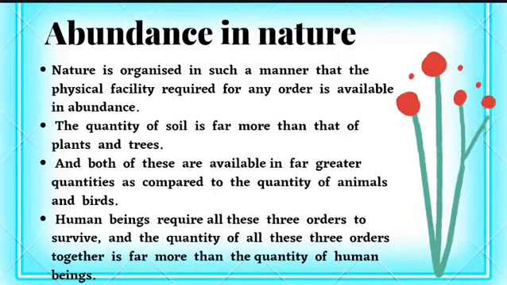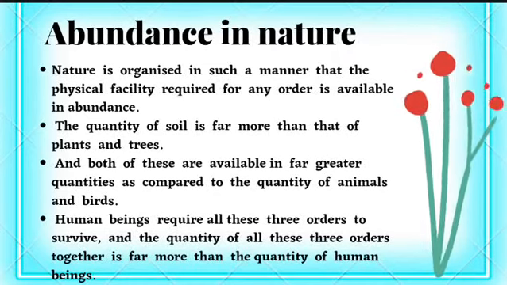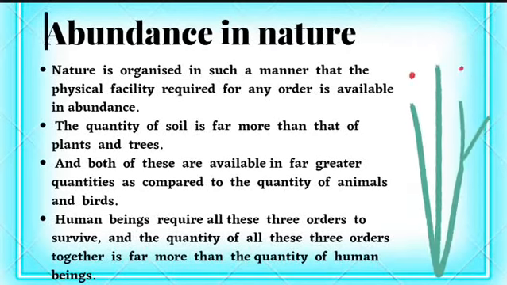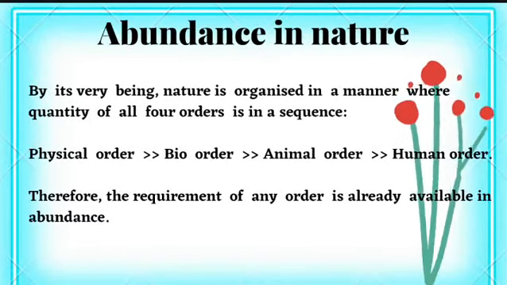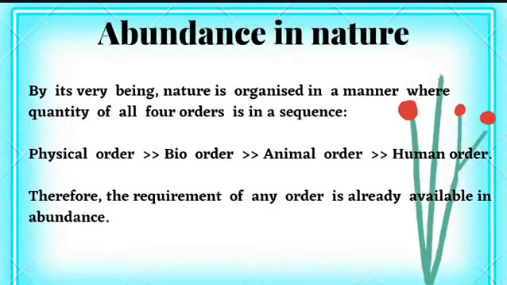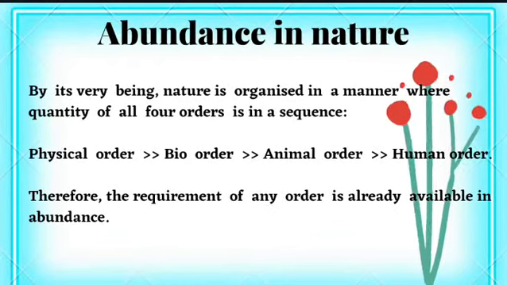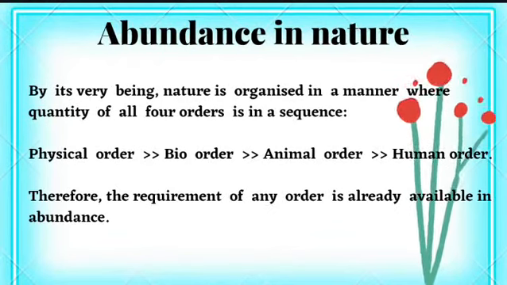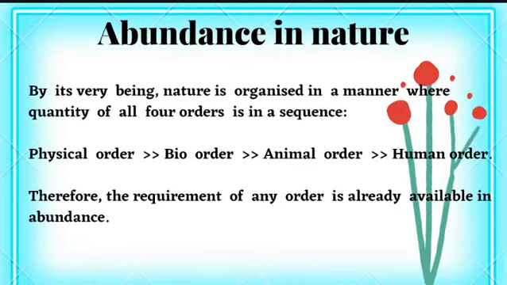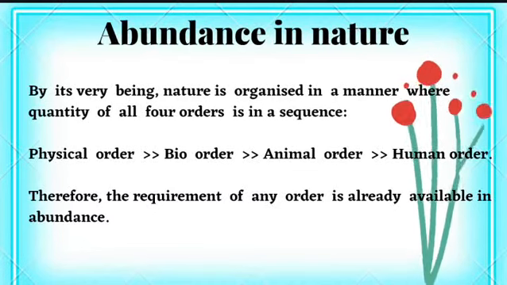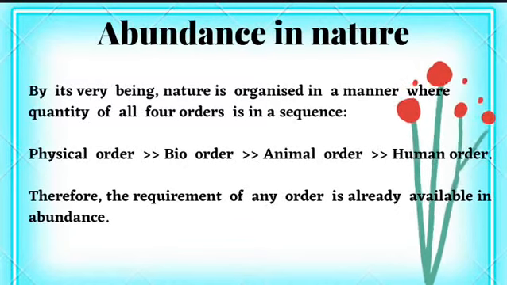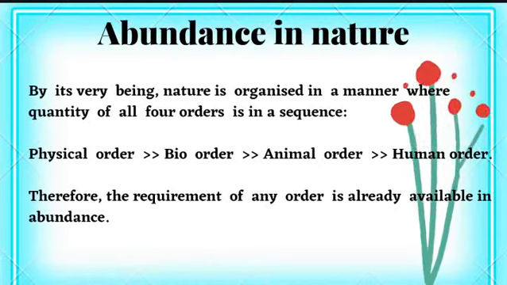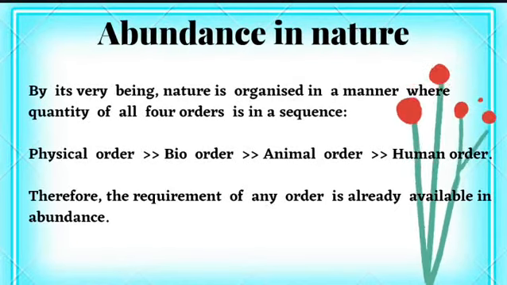Human beings require all these three orders to survive, and the quantity of these three orders together is far more than the quantity of human beings. By its very being, nature is organized in a manner where quantity of all the four orders is in a sequence: physical order, which is very much greater than bio order, which in turn is greater than animal order, and which is greater than human order. Therefore, the requirement of any order is already available in abundance. So, I don't think that the reason is shortage of resources.